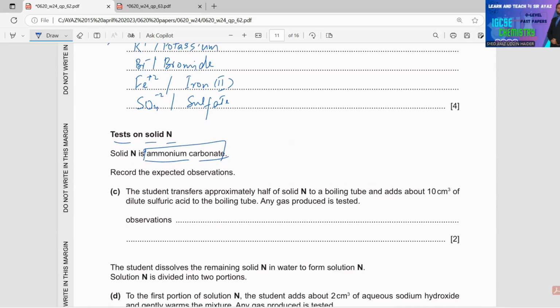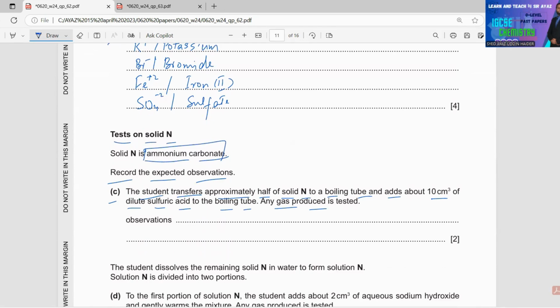You can easily record down these observations. Record the observations. See, the student transfers approximately half of solid N to a boiling tube and adds about 10 cm³ of dilute sulfuric acid to the boiling tube. Any gas produced is tested.